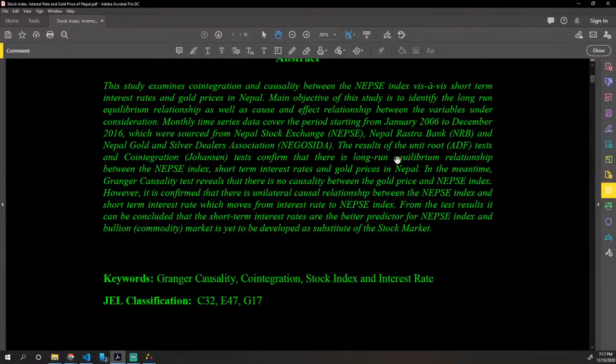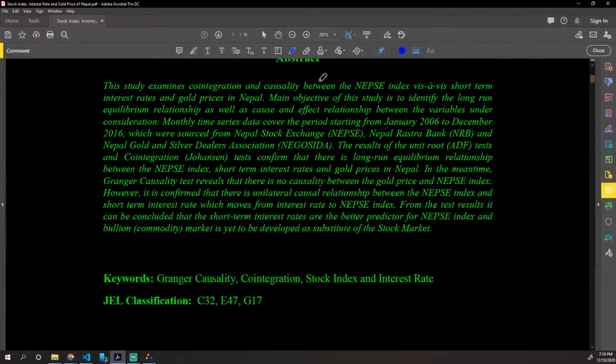Okay, so the results of the unit root ADF test and Johansen co-integration test confirmed that there is a long-run equilibrium relationship between NEPSE index, short-term interest rates, and gold prices in Nepal. In the meantime, the Granger causality test reveals that there is no causality between gold price and NEPSE index. However, it is confirmed that there is a unilateral relationship. Okay, so not both ways, but a unilateral relationship between NEPSE index and short-term interest rate, which moves from interest rate to NEPSE index. Okay, so interest rate to NEPSE index.